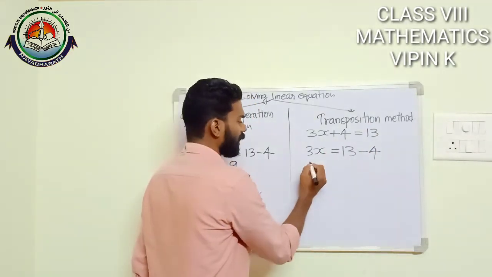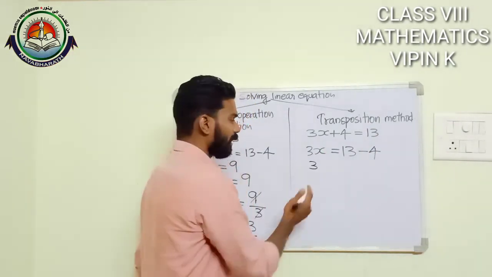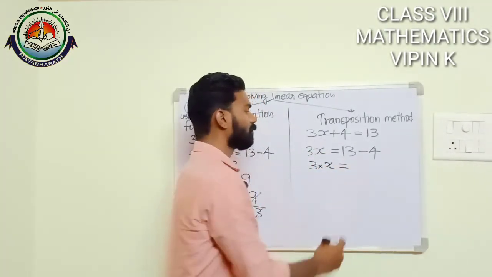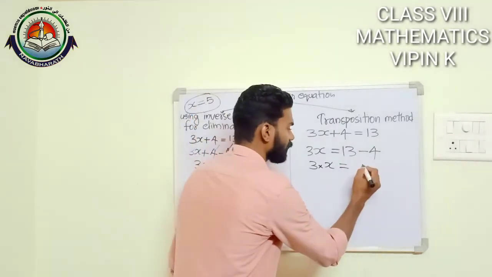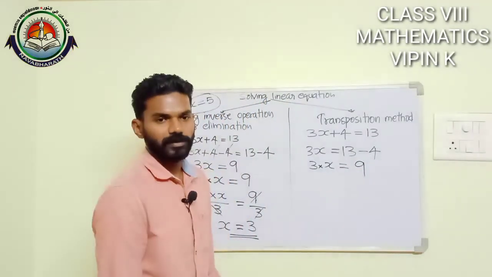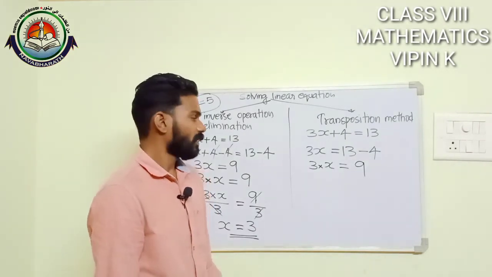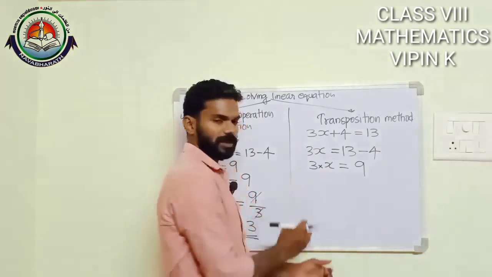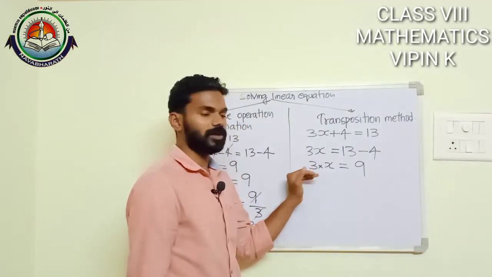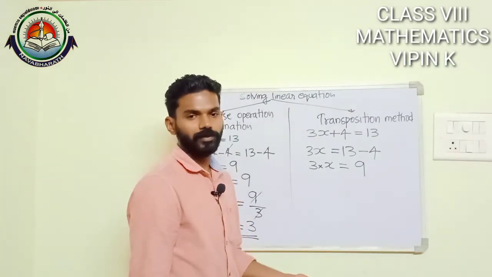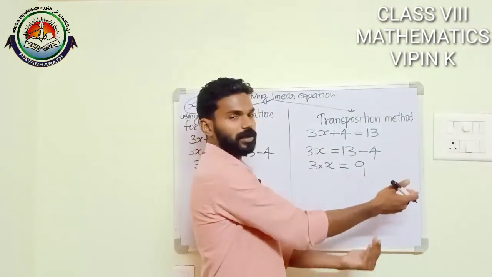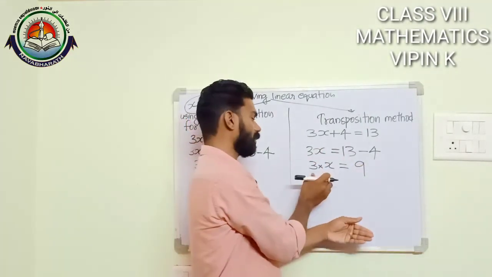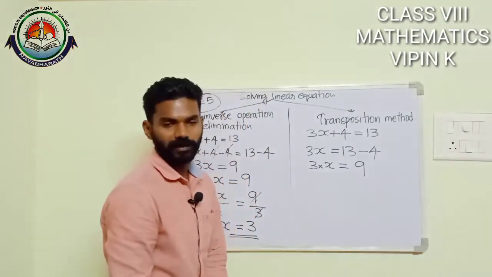Now on the next step, I can say that 3 and this x is 3 into x, which would be equal to 13 minus 4. The answer is 9. So after this, you need to eliminate, or remove, this 3 also. How can you remove it? You can transpose this 3 onto the other side, changing the position of this 3 onto the right hand side.